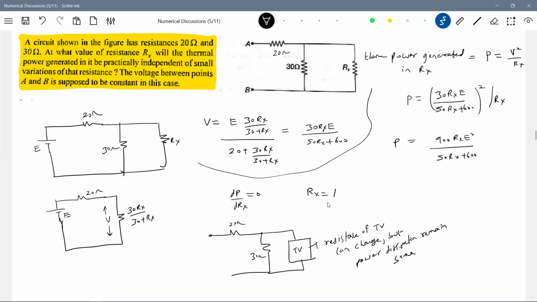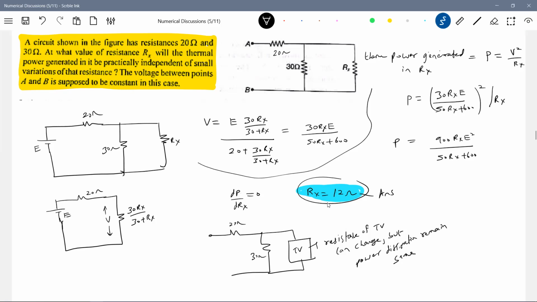I have answered 12 ohm. Check it, solve it. Sir, Rx is 12 ohm. Rx is equal to 12 ohm. Okay, you are able to solve. Is it confirmed? 12? Yes, sir. Okay, good. I think this is very important, one of the best problems.